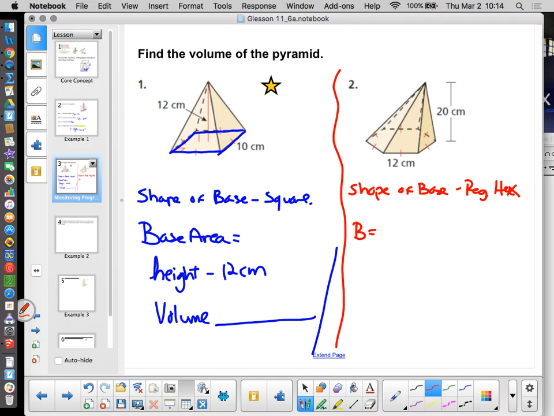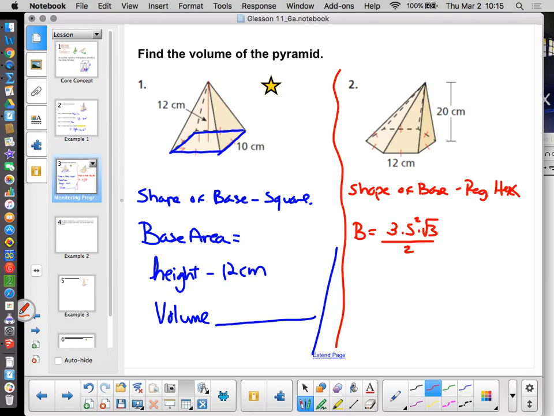1, 2, 3, 4, 5. Yep, hexagon. If you are going to go back and try to do SOHCAHTOA and find the area of a regular polygon with this, that's going to make this a very long problem. But if you know those special formulas, you know very quickly that the base area of a hexagon is 3 times side squared times the square root of 3 over 2.